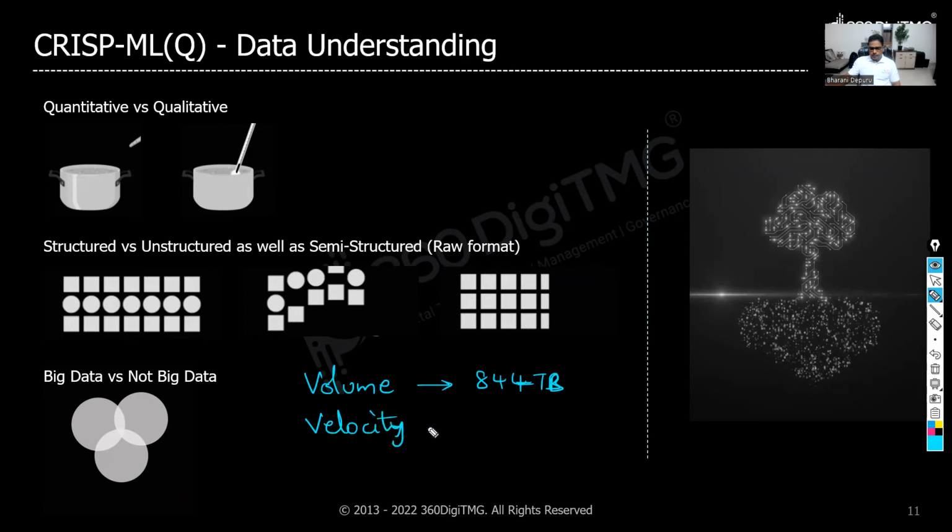Velocity, speed. Continuously, the turbine would be generating data. I mean, it would be rotating at a super fast speed, and it would be generating data continuously at a rapid speed. That's velocity. And you also have variety of data, because it's not just data from the engines, data from the sensors. You'll also have video cameras fitted into the aircraft. So video is getting captured. The audio conversations of the pilots who are seated in the cockpit are continuously recorded.